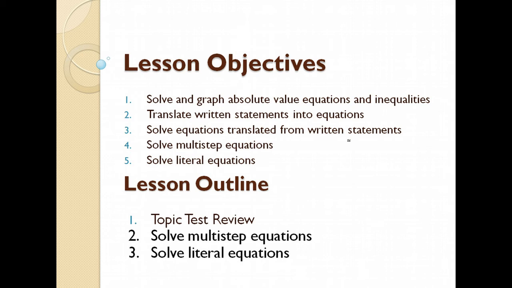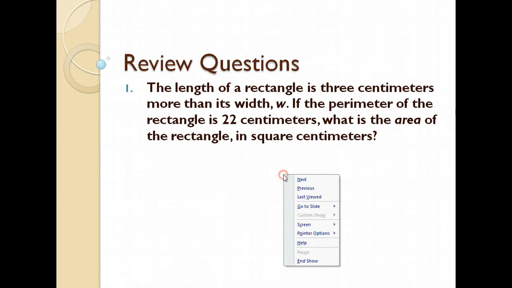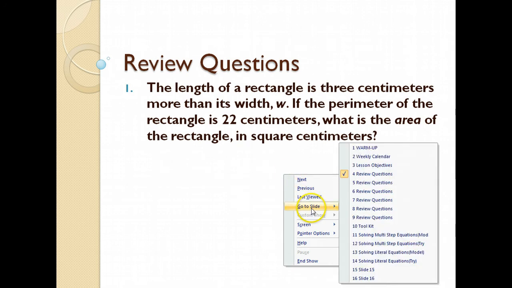My goal is to prepare you for your topic tests and also to help you learn how to solve multi-step equations and literal equations. My goal is always to get you through the week. So to introduce everything that you are going to encounter this week, here's a question. The length of a rectangle is 3 centimeters more than its width. If the perimeter of the rectangle is 22 centimeters, what is the area of the rectangle in square centimeters?